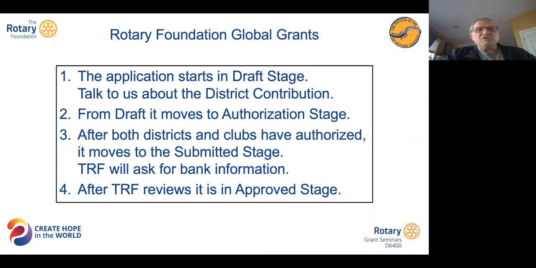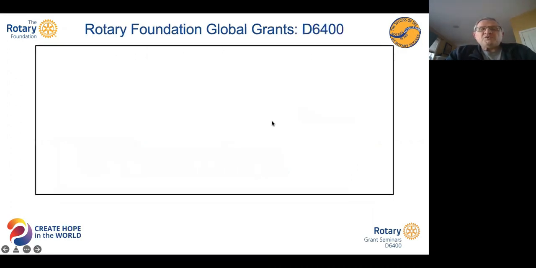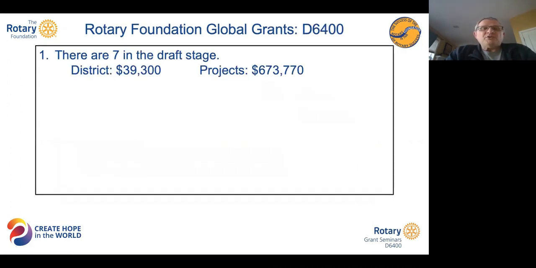And this is where it's good to talk to me or Elvira, or anyone for VTTs, Linda or Mary Jane Gallagher, and for the scholars, Colleen Mitchell, to get some help. After it's reviewed successfully by the Rotary Foundation, it goes to approval stage, and the money will flow to your bank account. So where are we in the district right now?